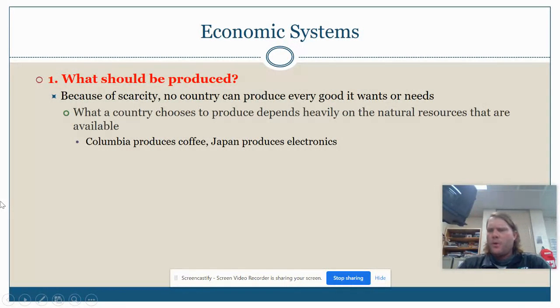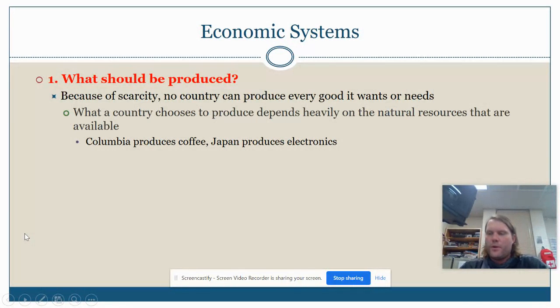One extreme, capitalism, no government rules. If you are a complete capitalist, then the other extreme is complete socialism, where the government makes every rule and controls those factors of production that we talked about earlier in class. So the first question that we've got to answer is what should be produced.